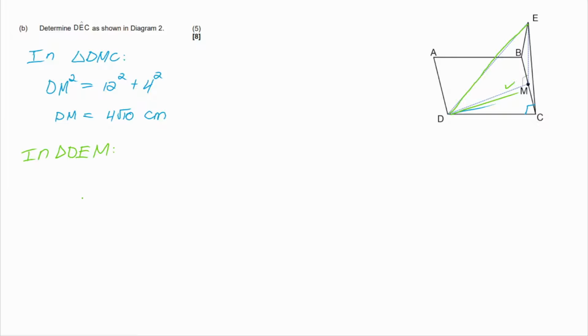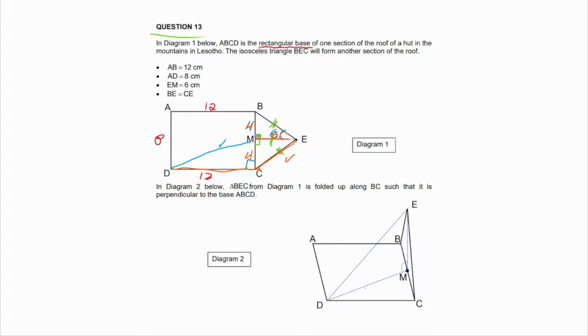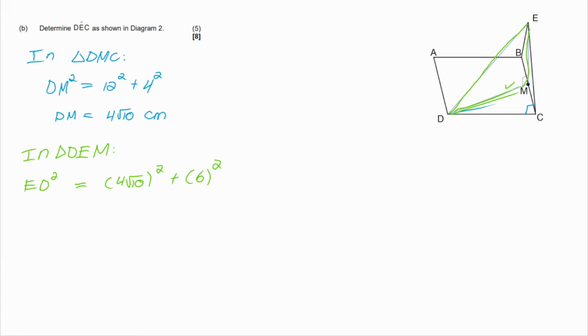So in that triangle, we have EM is 6. We just found DM, so we can find ED by Pythag again. ED squared is equal to DM squared, so 4 root 10 squared, plus EM, which is 6 squared. Here's EM being 6. They tell us EM is 6.